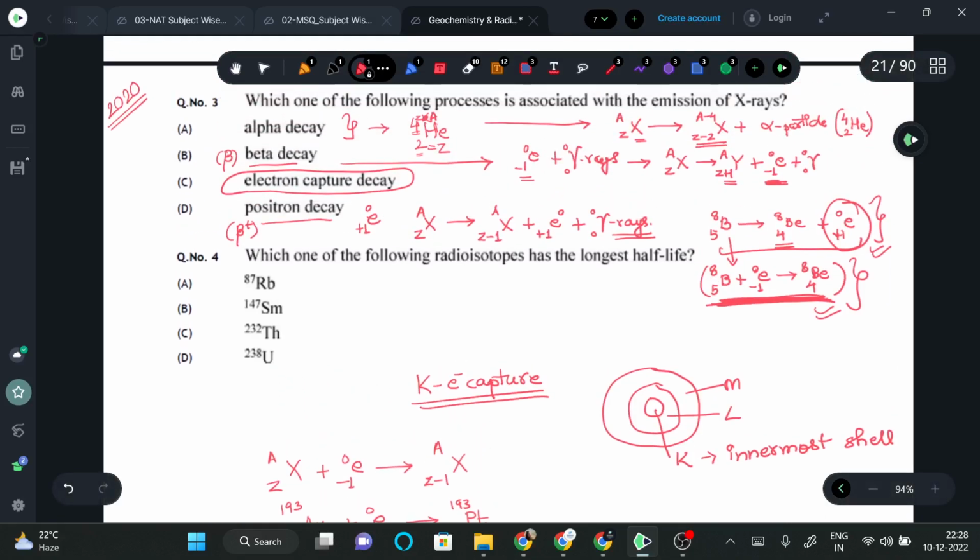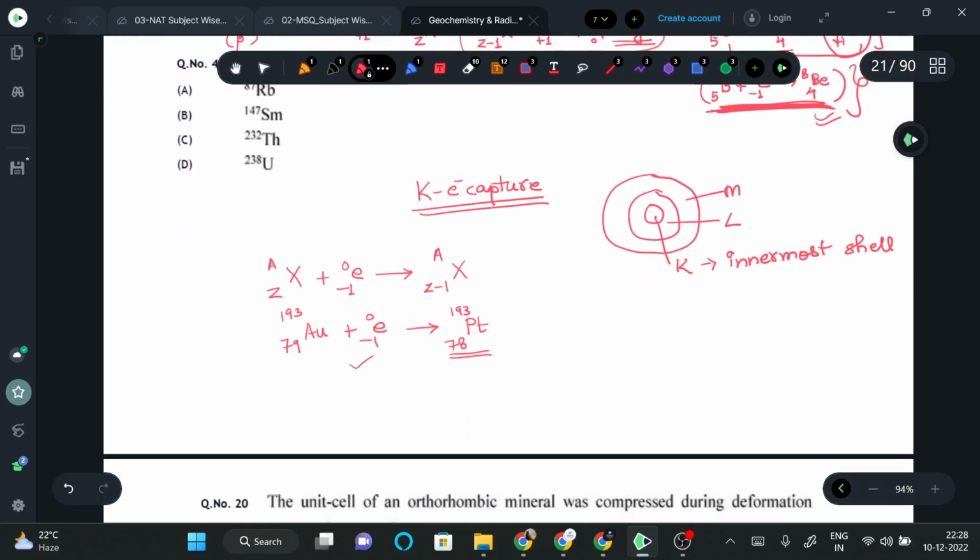What was happening in this case? In this case also the same thing is happening, right? In positron decay, the atomic number is getting decreased by 1. But here it is just the difference of emission. Here one positron is emitted. Here there is no emission; one electron is captured. This is the only difference.